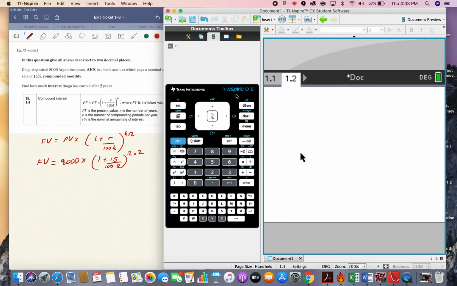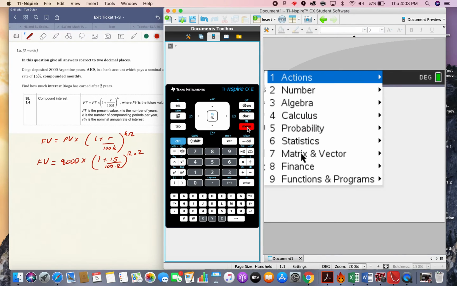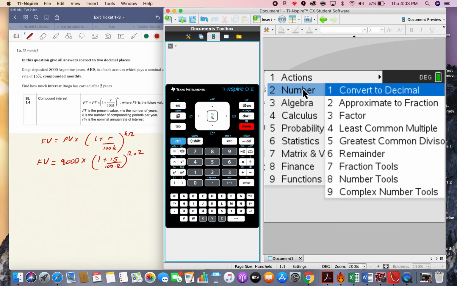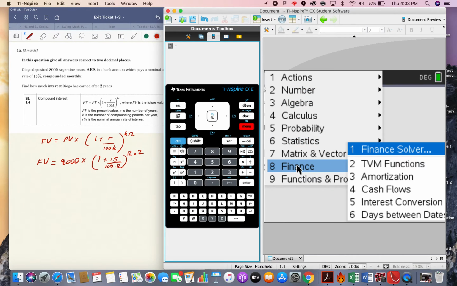So get on the menu, get on the number. Oh, not in there, is it? Where is it? It's in the finance. There it is, number 8. So get in number 8, get in the Finance Solver.